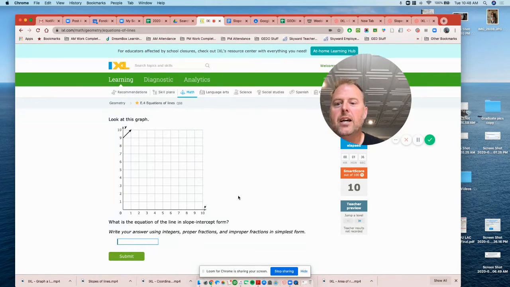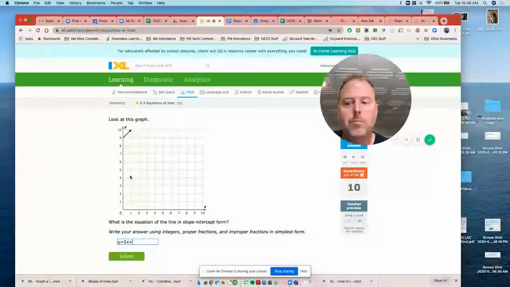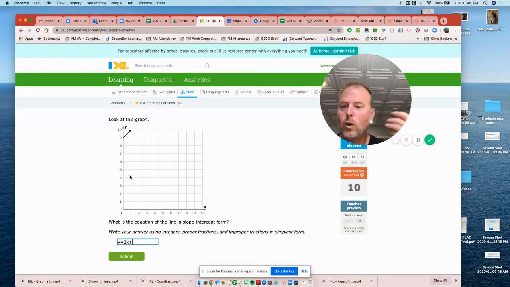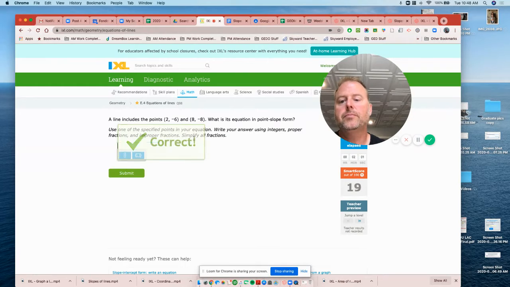Again, looking at this graph, it looks like they want slope-intercept form, y equals mx plus b. My slope in this case looks like I'm going right 1, up 1, so that's just 1. My b is my y-intercept, which in this case looks like it's 9. So it's just y equals 1x plus 9.